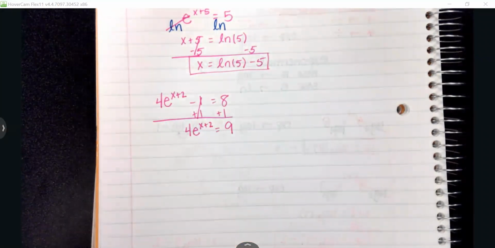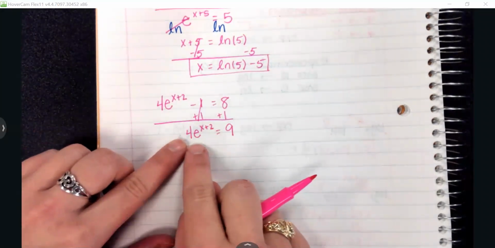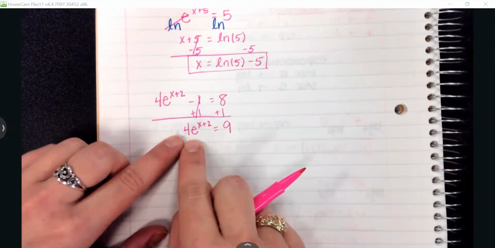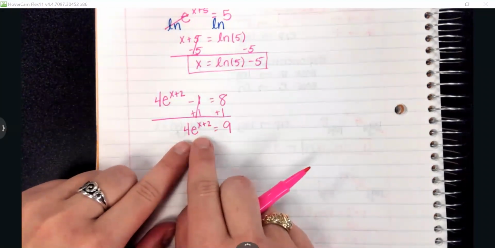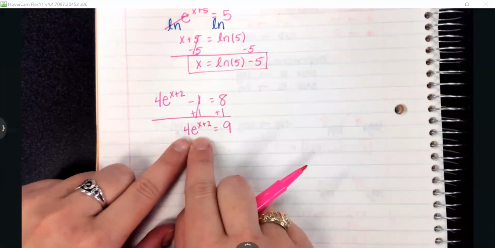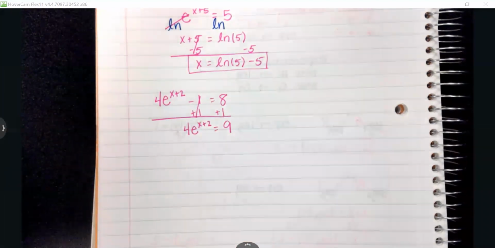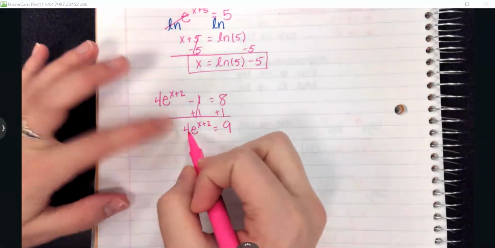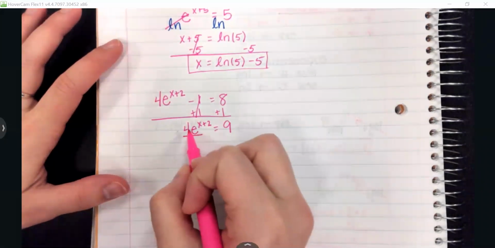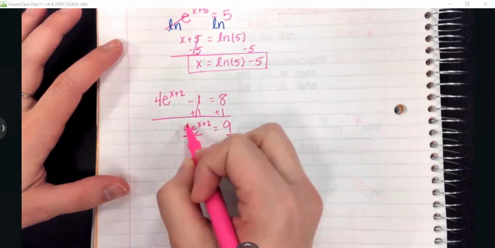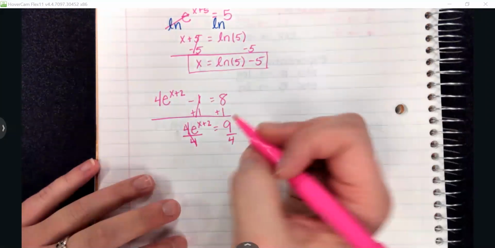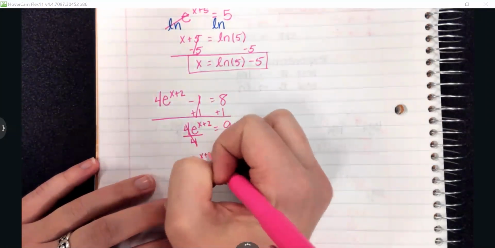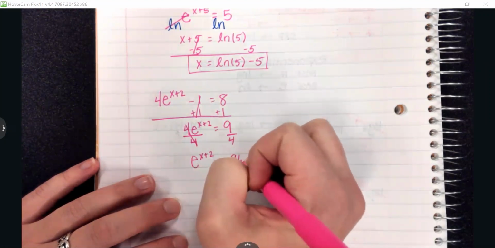What's going to come next? Why do I have to get rid of that 4? I want the e, which is the base, all by itself. How do I know the e is the base and not the 4? The e is what's touching my exponent. So how do I get rid of a 4 that's touching? That's multiplication, so I'm going to divide. You're going to get fractions, and it's okay. So I have e to the x plus 2 equals 9/4.